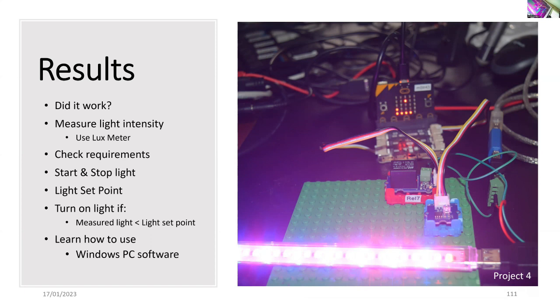And were you able to start and stop the light? And did the algorithm work? So you can cover up the light sensor. And if you do that, the LED or plants light should turn on.